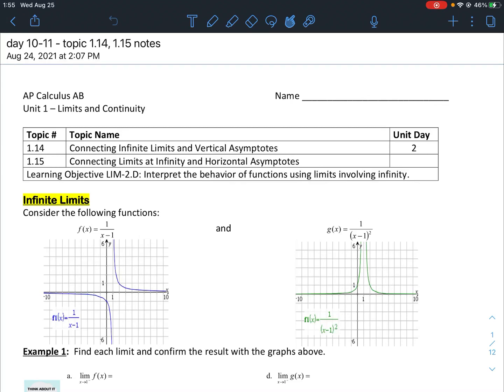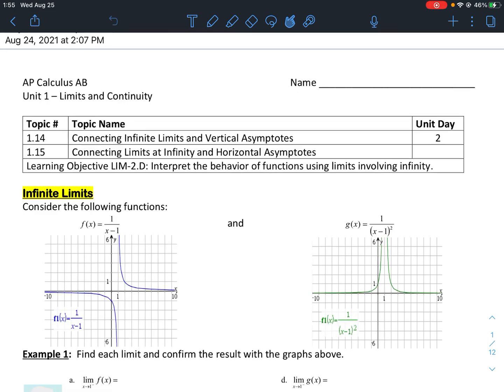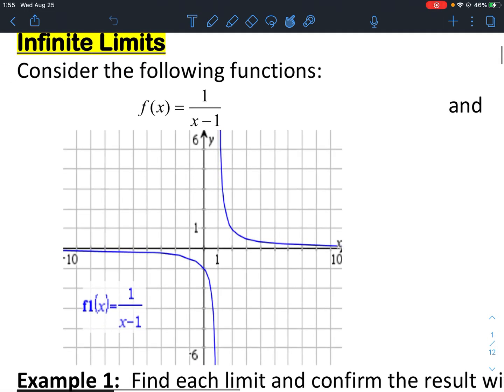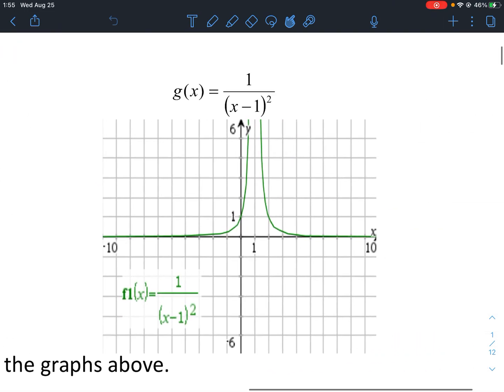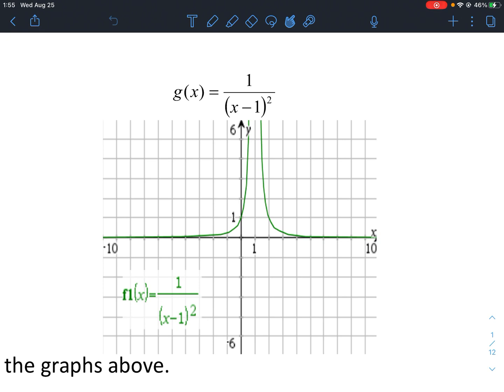All right, today we're going to talk about infinite limits and limits at infinity. So we'll start today by talking about infinite limits. And this goes back to something you've been working with for a while in your math careers. Let's start by looking at these two functions here. Here we have 1 over x minus 1, and we have 1 over x minus 1 squared.